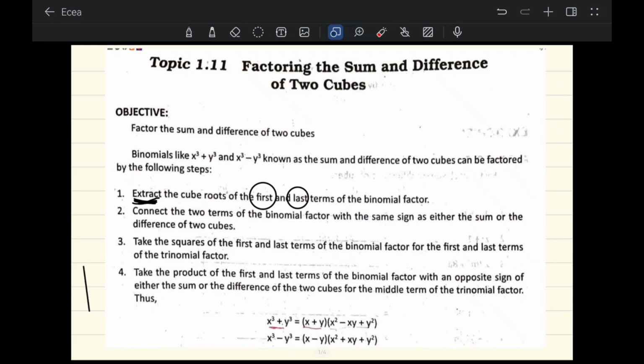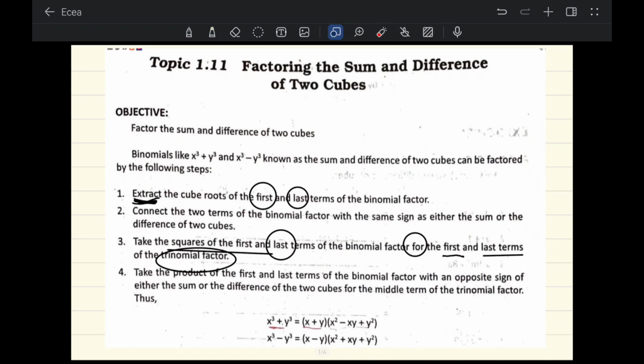Step number 3. Take the squares of the first and last terms of the binomial factor for the first and last terms of the trinomial factor. So, step number 4. Take the product of the first and last terms of the binomial factor with an opposite sign of either the sum or the difference of the two cubes for the middle term of the trinomial factor.